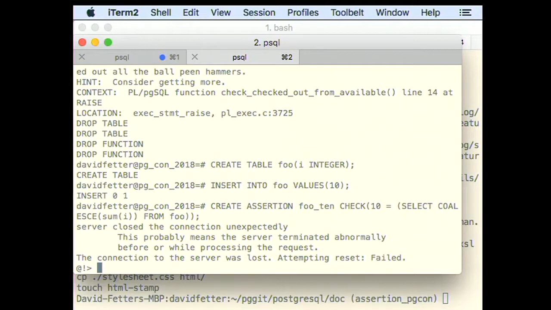Do we know why? Well, that's where I sort of have reached the end of my current skill set. I tried attaching a debugger to the back end, but I didn't see anything obvious. If we put the assertion in before there was data in the table, would it work? The question was, if we put the assertion in before there was data in the table, would it work?